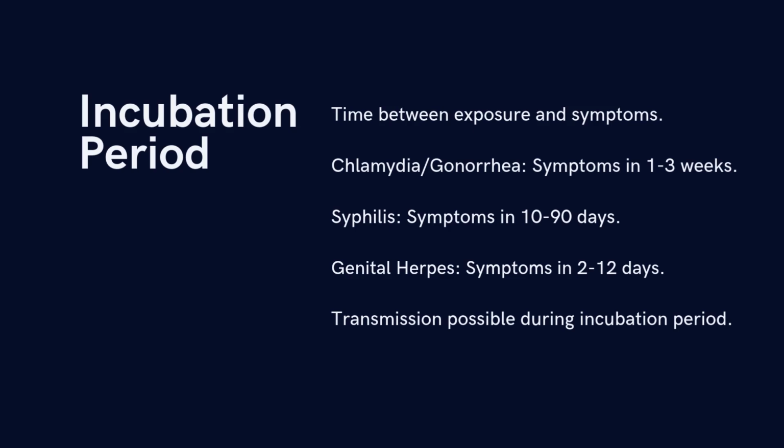And the incubation period refers to the time between exposure to an infection and when symptoms first appear. So for STDs, this period varies wildly. For chlamydia and gonorrhea, symptoms may appear within 1 to 3 weeks. For syphilis, the first signs can appear 10 to 90 days after exposure, and genital herpes can show symptoms within 2 to 12 days. So during this incubation period, a person may not show symptoms but can still be infectious and transmit the disease to others.